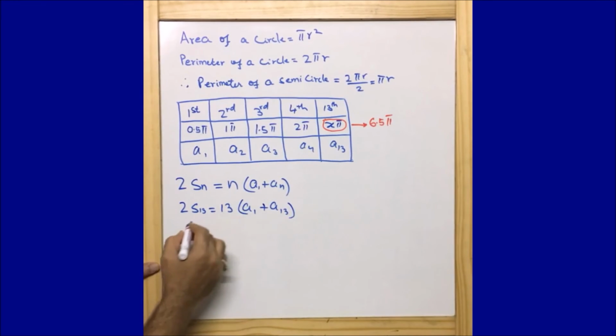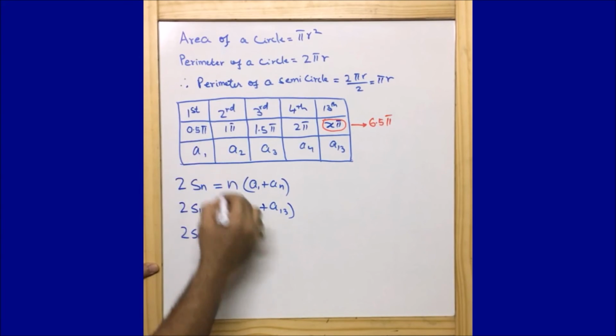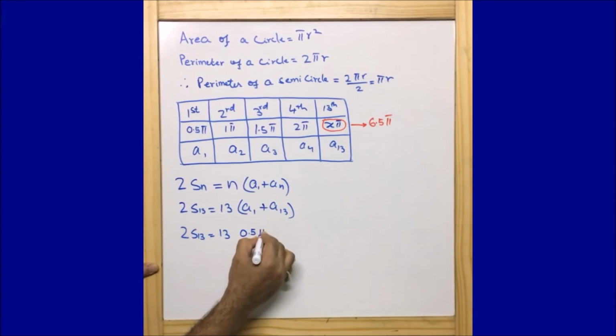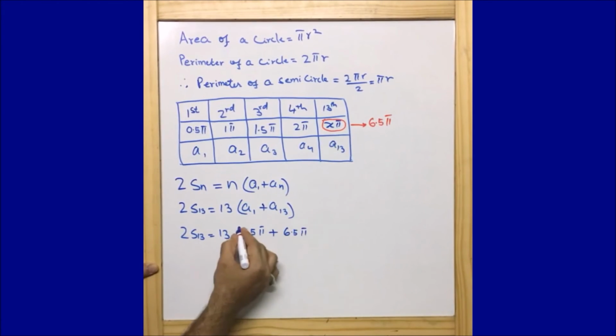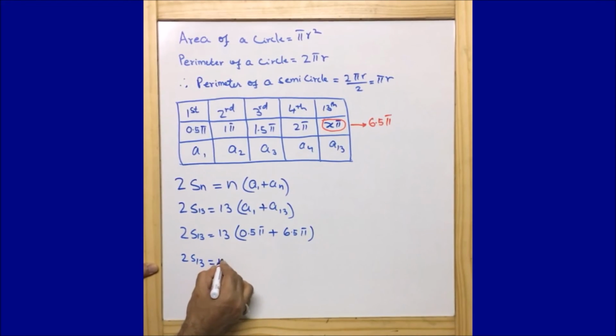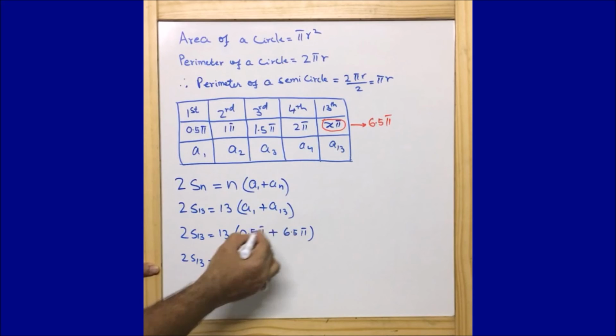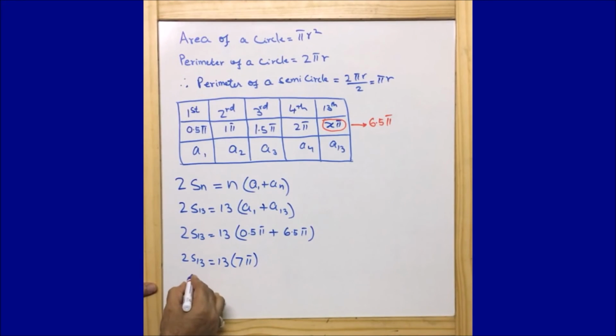Now let us fill up the values. 2S13 is equal to 13 into (a1 is nothing but 0.5 pi plus a13 6.5 pi), or 2S13 is equal to 13 into (0.5 plus 6.5, which is nothing but 7 pi). Or I can write S13 is equal to 13 into 7 pi by 2. So guys, we are able to find the data till here.